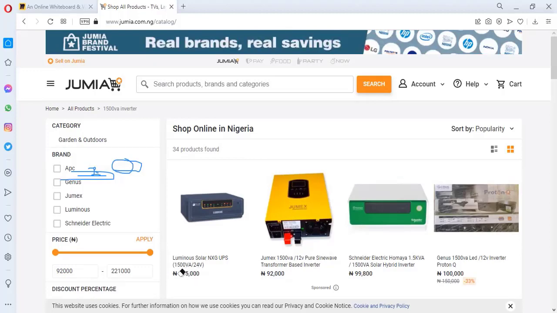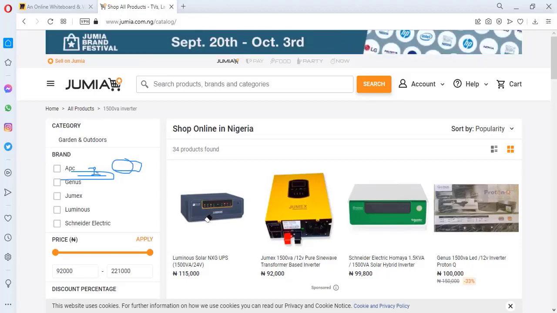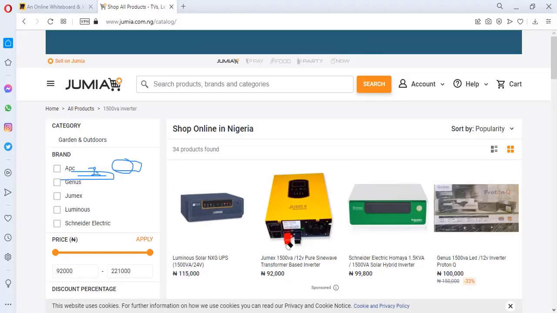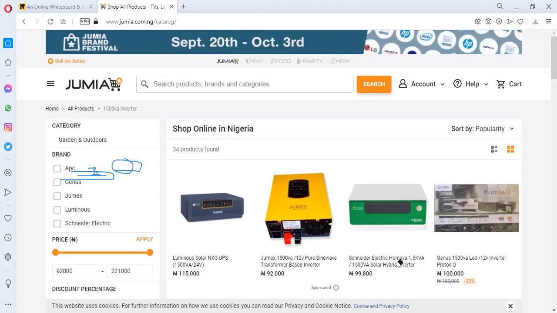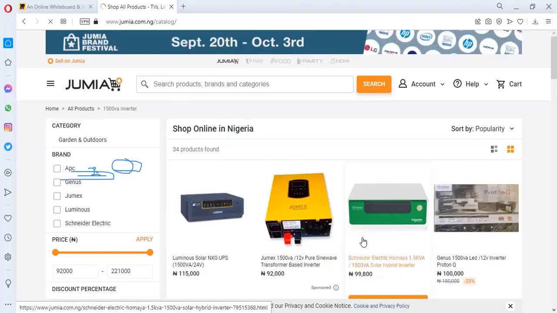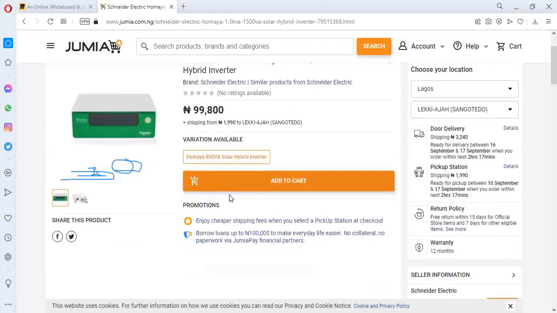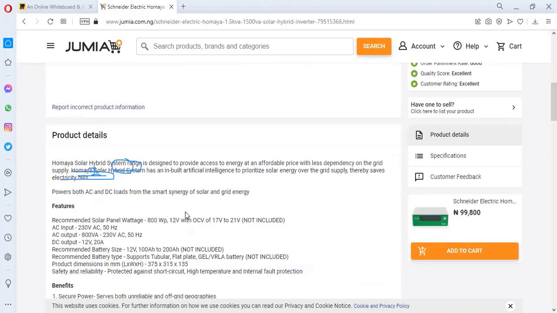But look at this, 1.5 kVA 24 volts. That means you can't use just 1 battery, it won't work. You need at least 2 batteries minimum before this inverter can work. Same thing with this Schneider or Meyer 1.5 kVA. How do I know? It was not written. Let me check the manual. So you click on the manual, and that is how you know. You can see the price so that you can make some decisions.